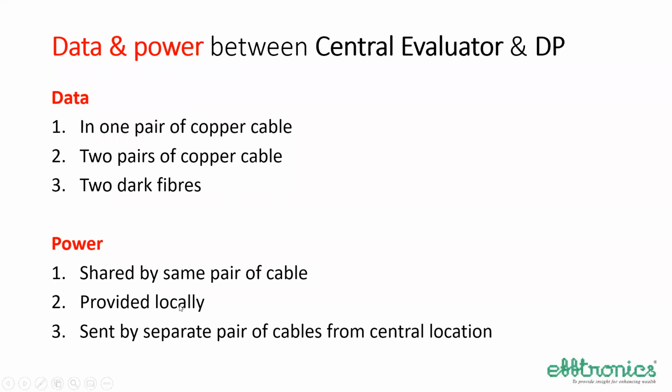Second one is provided locally. Locally, a bus bar is run and then provided at the detection point. Then sent by a separate pair of cables, conductors from central location. Within by the data logger system itself, like 1 quad is laid between evaluator and a detection point. Out of the quad, 1 pair is used for power and other pair is used for the data. So these are the models available.